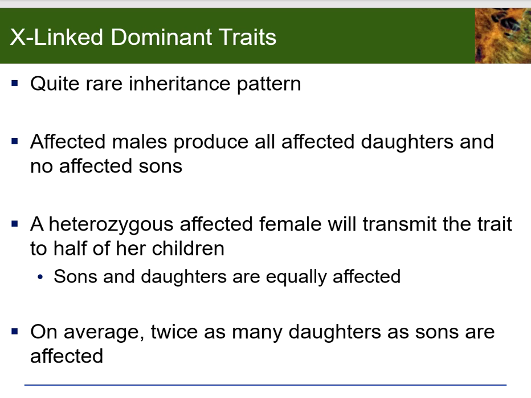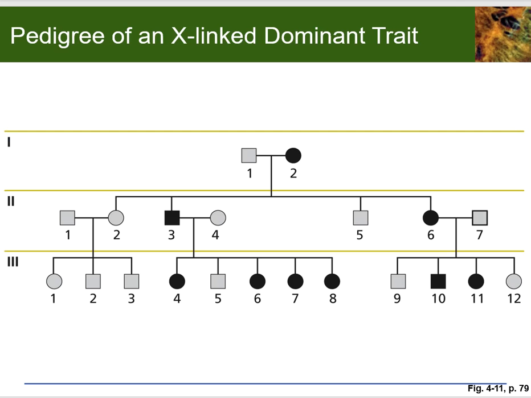X-linked dominant traits can be quite a rare inheritance pattern. Affected males produce all affected daughters and no affected sons. A heterozygous affected female will transmit the trait to half of her children. Sons and daughters will be equally affected, and on average, twice as many daughters as sons are affected.